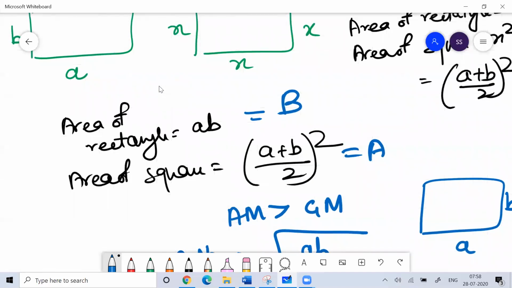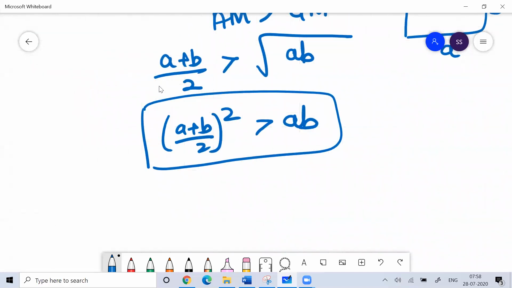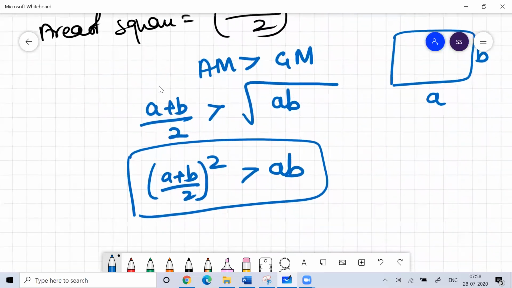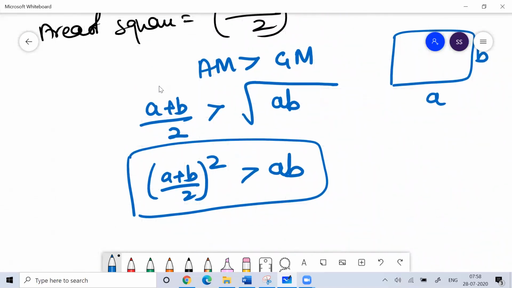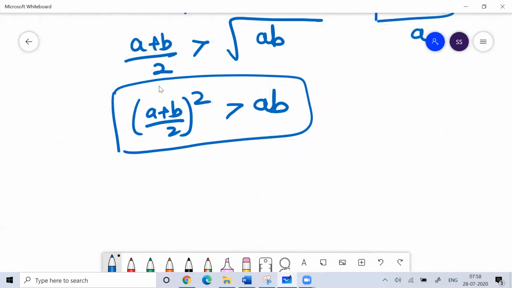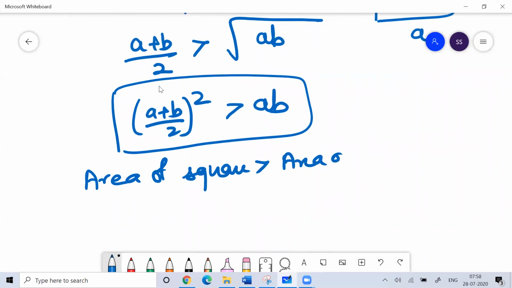So this is the area of the square, ((a plus b) by 2) whole square, and this is the area of the rectangle. You can prove it because we know in progression that for a set of positive numbers, the arithmetic mean is greater than the geometric mean. With that you can say that the area of the square is always more than the area of the rectangle, provided their perimeters are equal, meaning a is not equal to b.